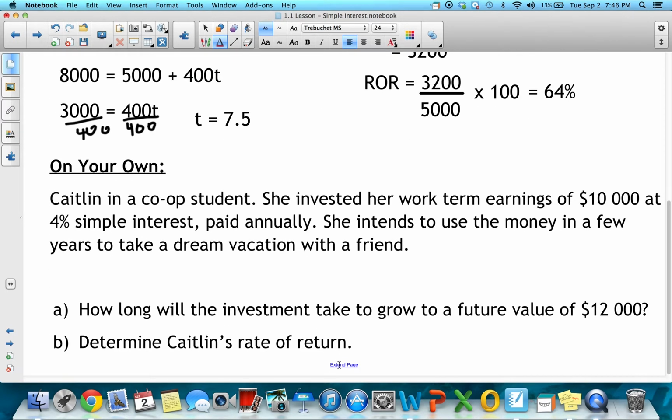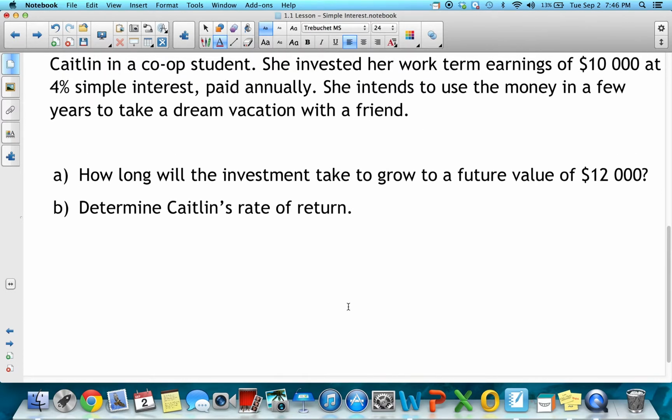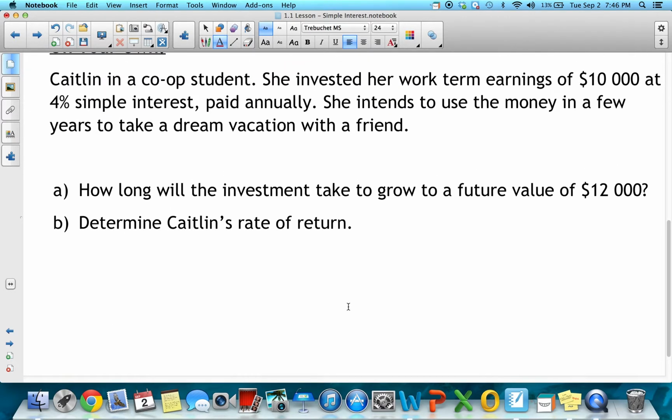Try this next one on your own. Again, pause this, take a couple of minutes to work through it. I'm going to continue on with the answer.